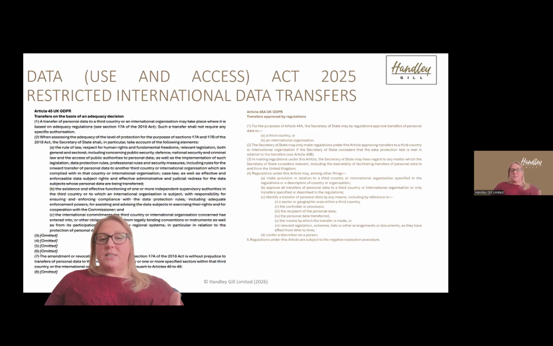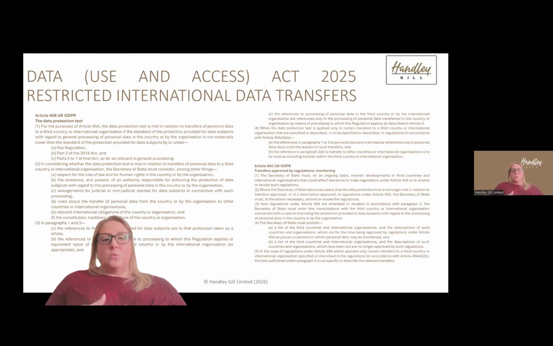Article 45, which was transfers on the basis of an adequacy decision, is deleted and replaced with Article 45A, which refers to transfers based on approved regulations by the Secretary of State. And the threshold for the making of such regulations is identified here. So what is now in force is what's called the data protection test. What is the data protection test? That's set out at Article 45B of the UK GDPR. It establishes a lower threshold for transfers under the UK GDPR than under the pre-Data Use and Access Act.